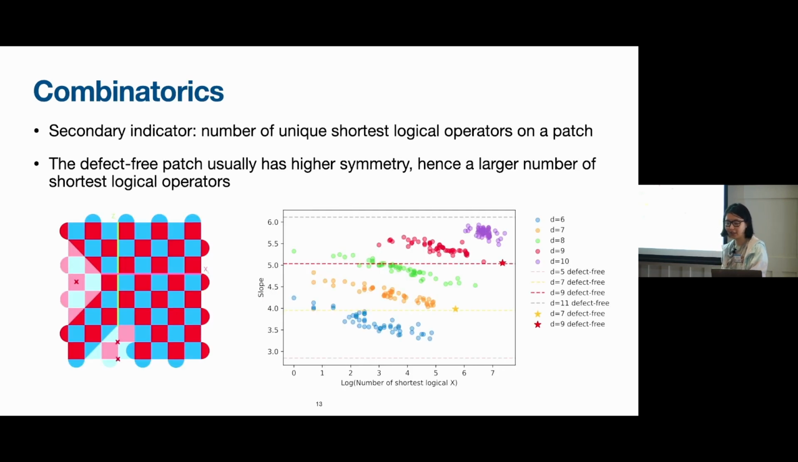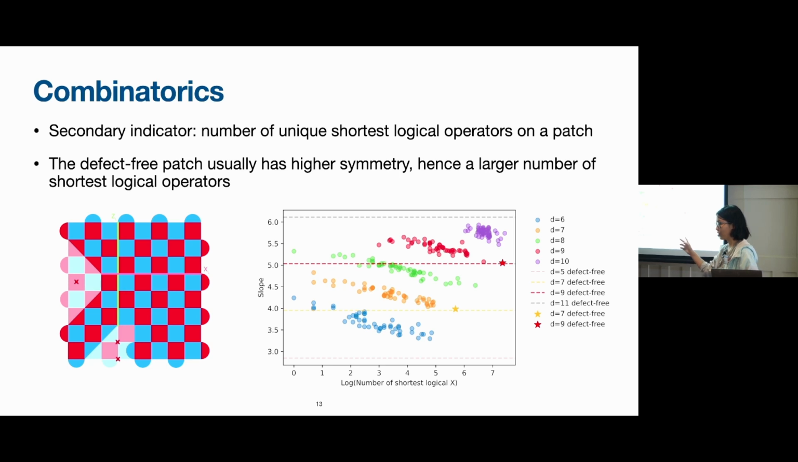And it turns out that we can do a combinatorial argument. If we look at the number of unique shortest logical operators in a patch, it could be a pretty good second indicator that gives more structure to the scatter plot. And it also helps explain why the defective patches generally perform better than the defect-free patches of the same code distance. That's because the defect-free patches usually have higher symmetry. Let me explain a little bit more.